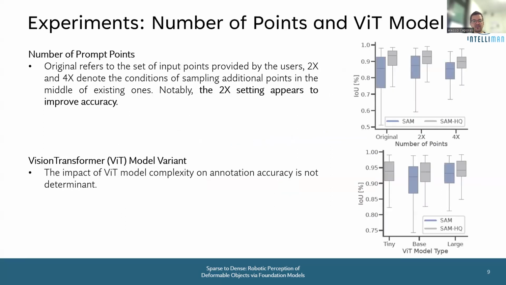A second set of experiments involves the number of prompt points and the ViT model variant employed. Considering the first, the 2D set seems to lead to improved accuracy. Regarding the ViT model variant, no clear difference is observed across the different versions, highlighting how the lightweight tiny model is already enough for getting good results.